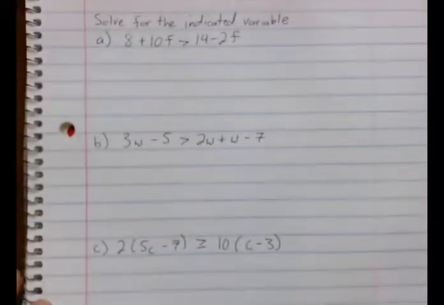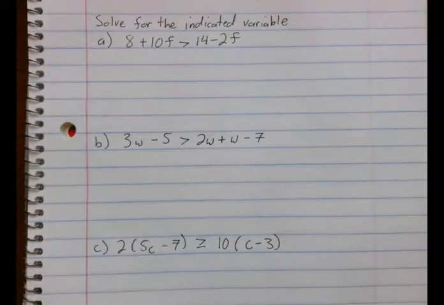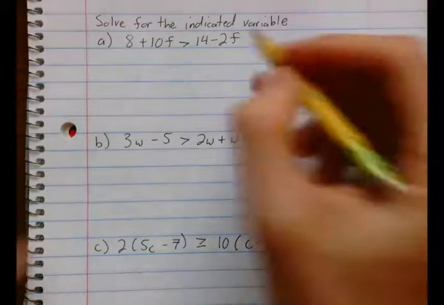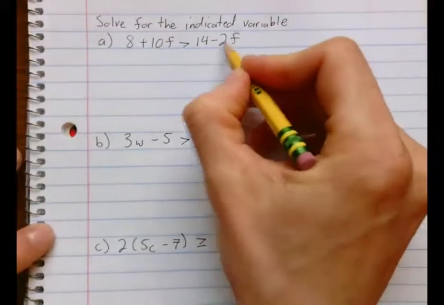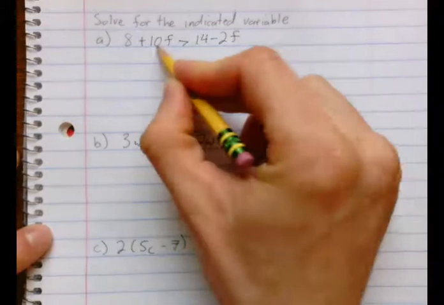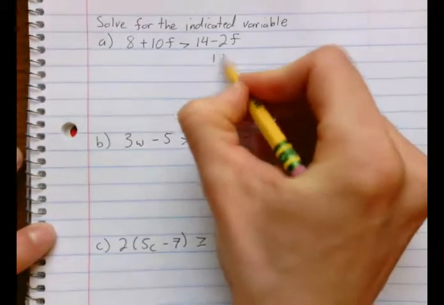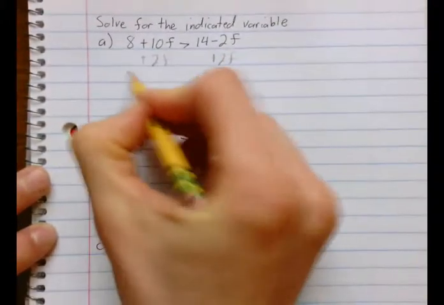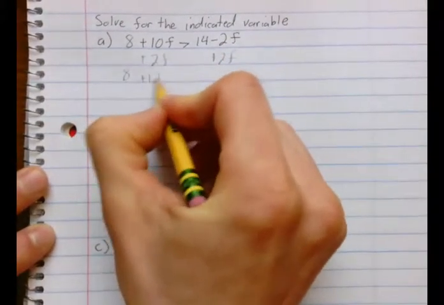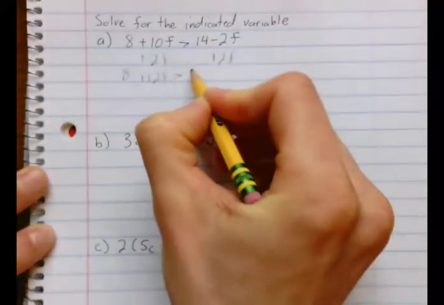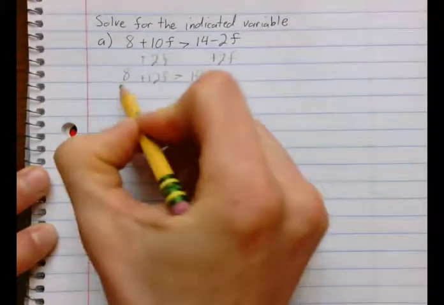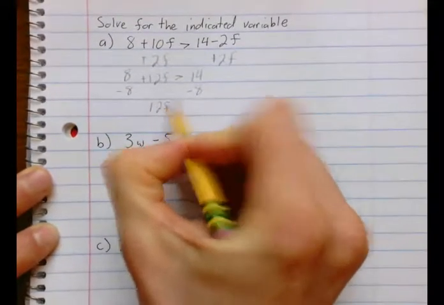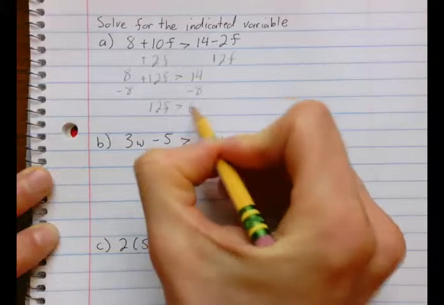The directions here say solve for the indicated variable. We have f as our variable on both sides of the inequality sign, and we're going to want to get those together. I always recommend moving the variable that is smaller or more negative. Since this is negative 2f and that's positive 10f, I'm going to move the negative 2f by adding 2f to both sides. Then we end up with 8 plus 12f is greater than 14. We want to get 12f by itself, so I'm going to subtract 8 on both sides. That gives us 12f is greater than 6.